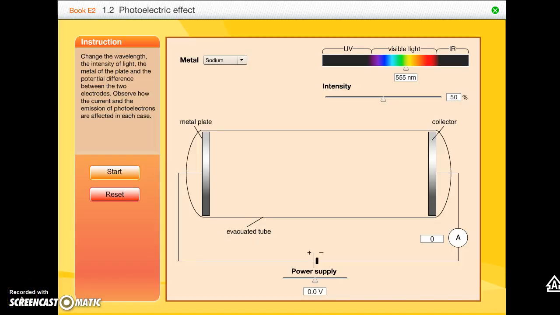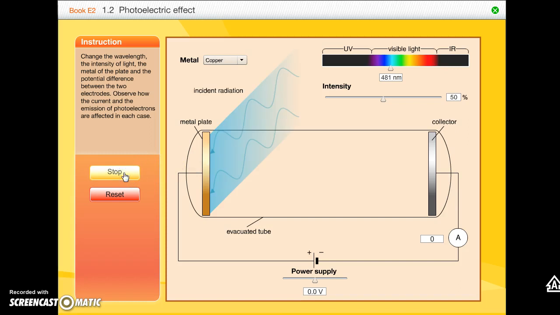There is something even more mysterious, more difficult to explain, and this simulation shows you what the actual setup looks like. There is, first of all, an evacuated tube, that means a vacuum tube. And we may choose from here different kinds of metal to put on as the metal plate on the left-hand side. We may also choose whatever wavelength of light to shine onto the metal plate to start the photoelectric effect. Let's now start.